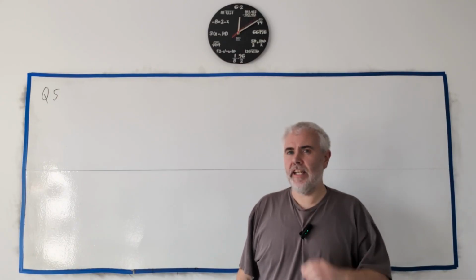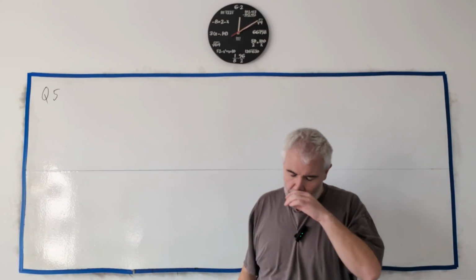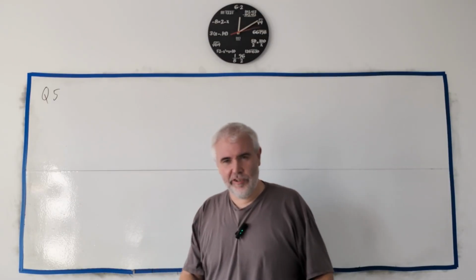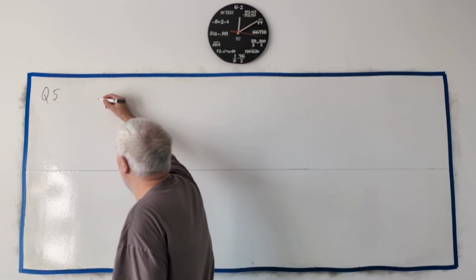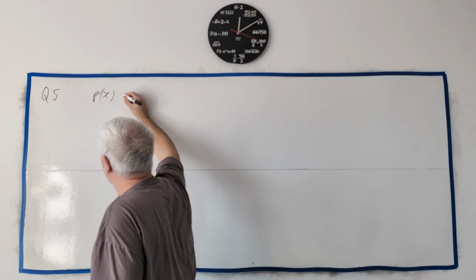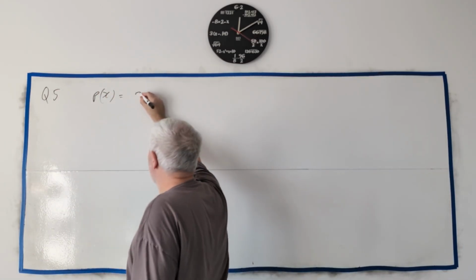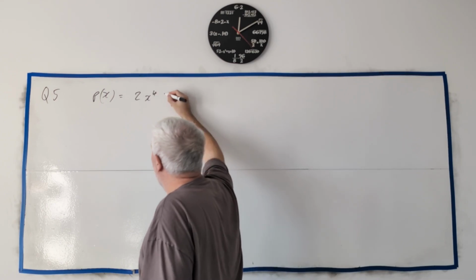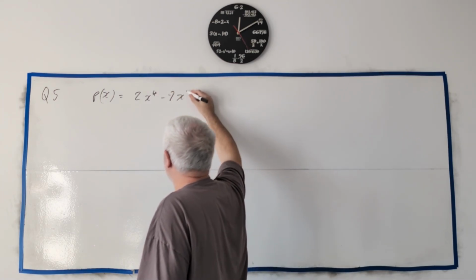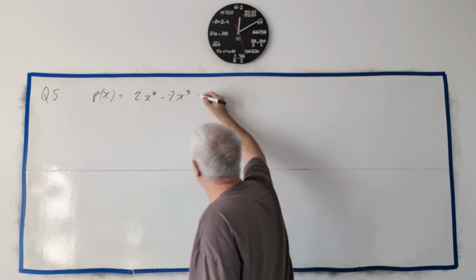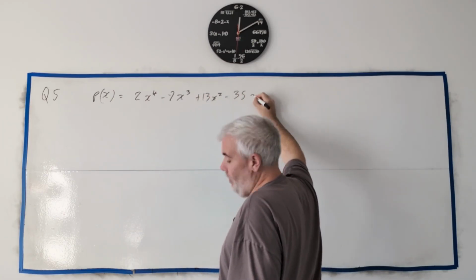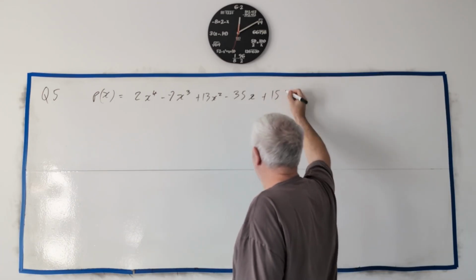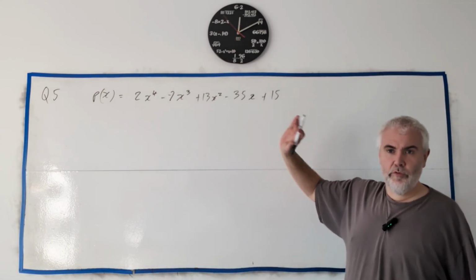For part B, they'd like us to factorize the polynomial we had. But what a lot of students, I think, forget to do is we found A and B, so we should write the polynomial again. But this time we should put in the number 2 instead of A and minus 7 instead of B. What were the rest? 13x squared minus 35x plus 15. So we want to factorize this.